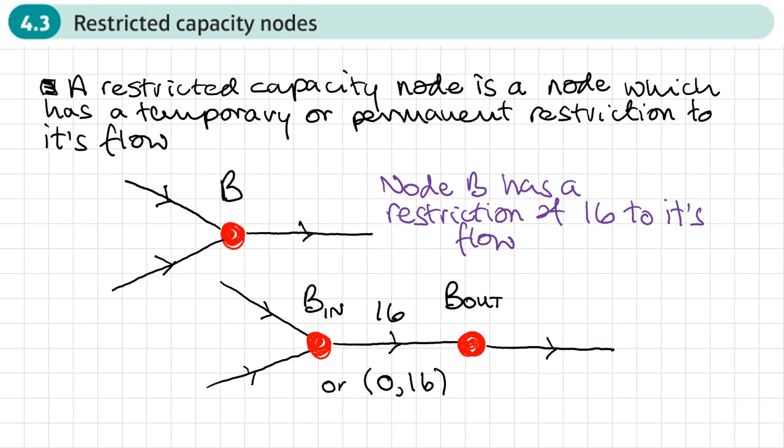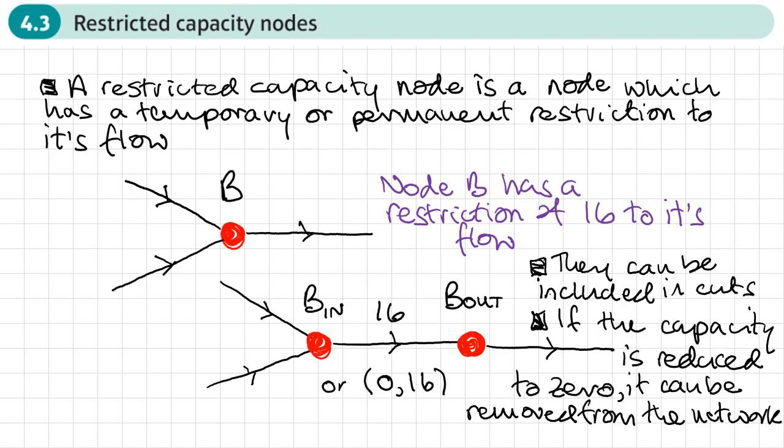And just a couple of other things to do with restricted capacity nodes. Those are that they can be included in cuts if you're trying to find the minimum cut, maximum capacity, and if the capacity of a node is reduced to 0, then it can be completely removed from the network.